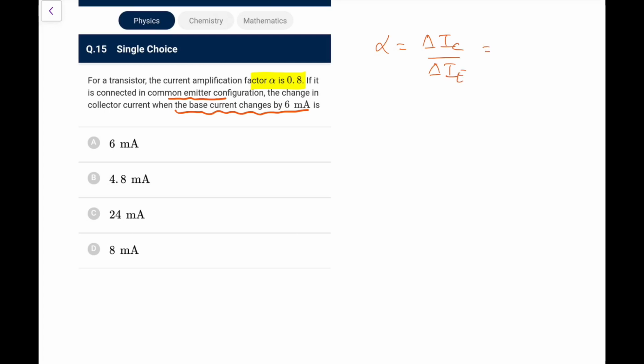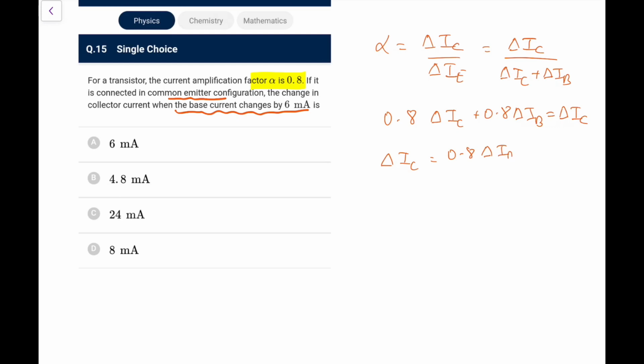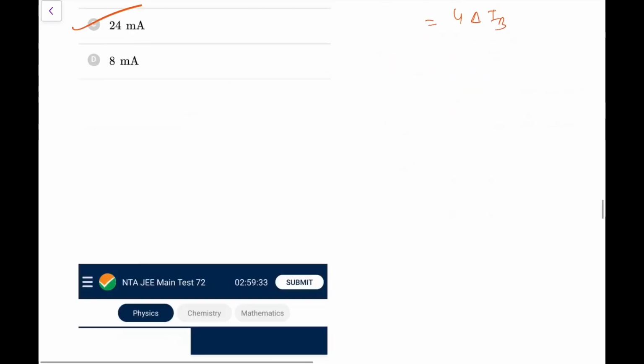Now the base current change is given, and you have to find the collector current change. So you can write delta IE as delta IC plus delta IB. That is one and the same thing. You know IE is equal to IB plus IC. So 0.8 into delta IC plus 0.8 into delta IB equals delta IC. So delta IC is going to be 0.8 times delta IB upon 0.2. That is what you are going to get here. So this is 4 times delta IB. That would be 6 into 4, 24 milliampere. Option C.